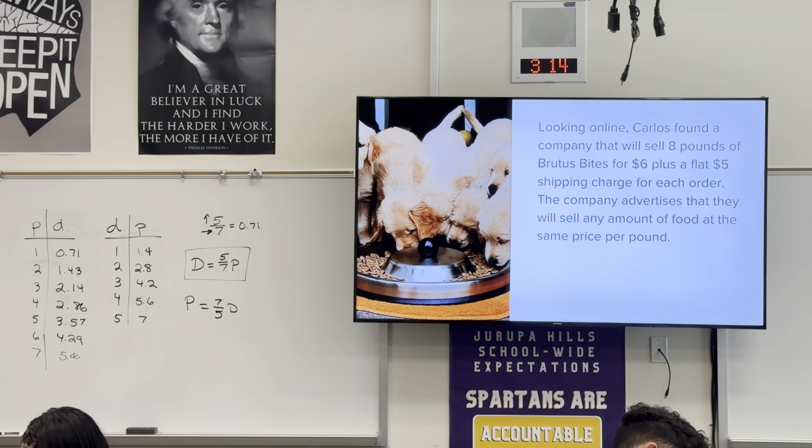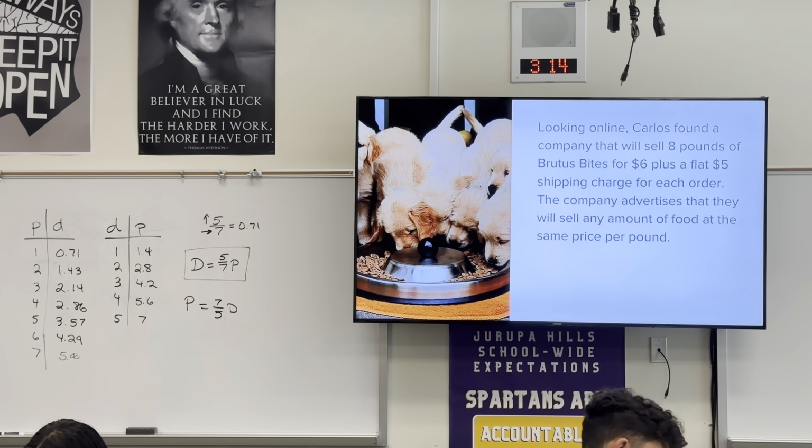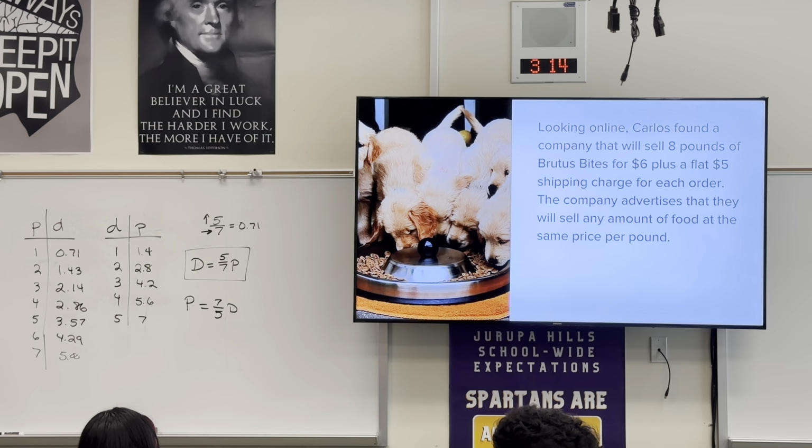So it says, looking online, Carlos found a company that will sell 8 pounds of Brutus bites for $6 plus a $5 shipping fee. So now we're dealing with a $5 shipping fee. The company advertises that they will sell any amount of food at the same price per pound. So the price doesn't fluctuate with the amount of food that's bought. Also, the shipping cost is the same. So they could order 1 pound, they could order 100 pounds. They're only going to charge $5 for shipping.